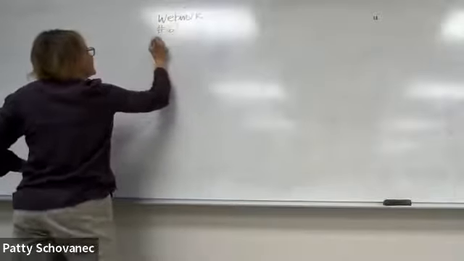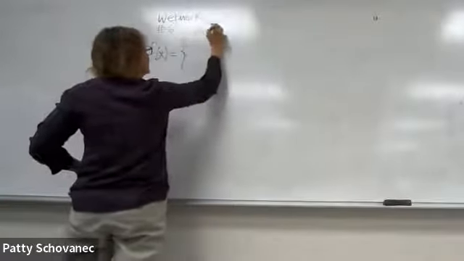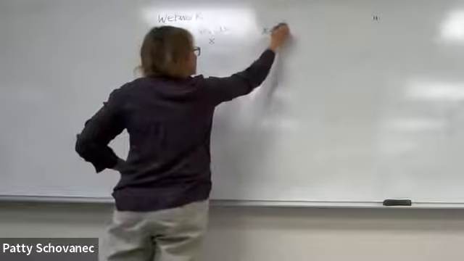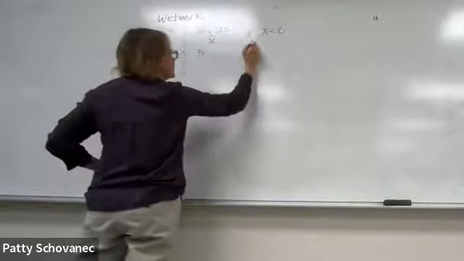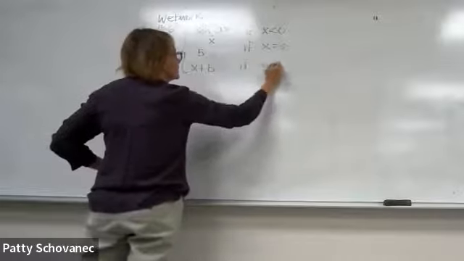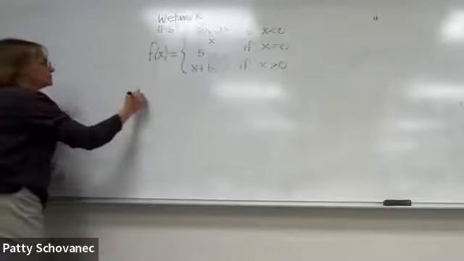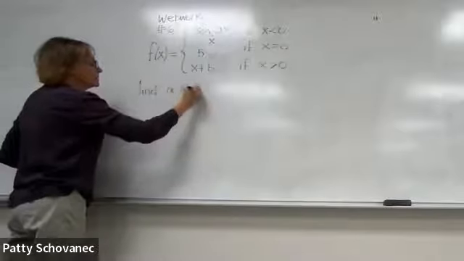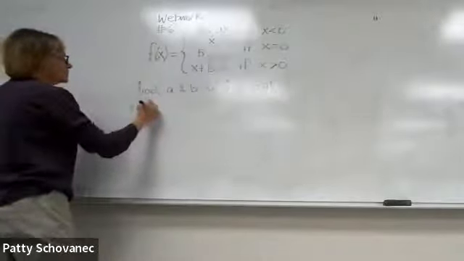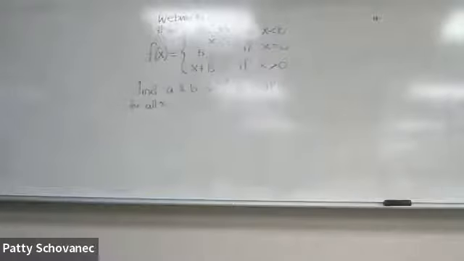It says f(x) equals sine of ax over x if x is less than 0, 5 if x is equal to 0, and then x plus b if x is greater than 0. We want to find the values of a and b so that f is continuous for all values of x.